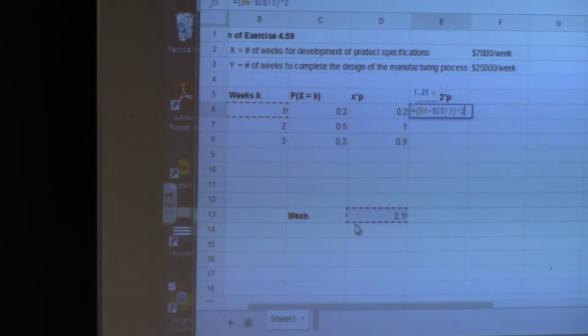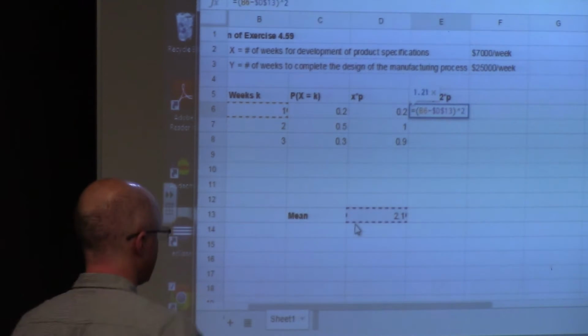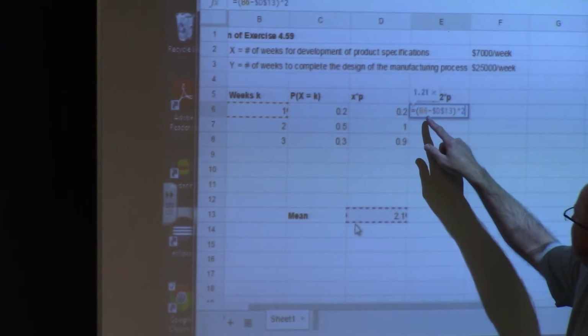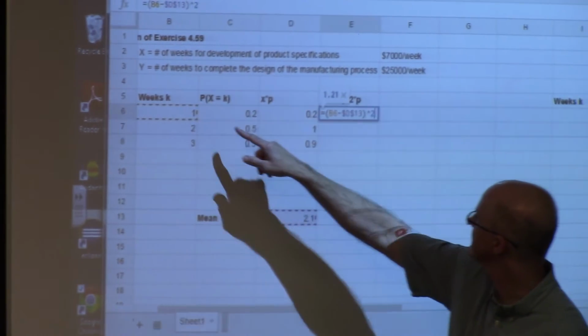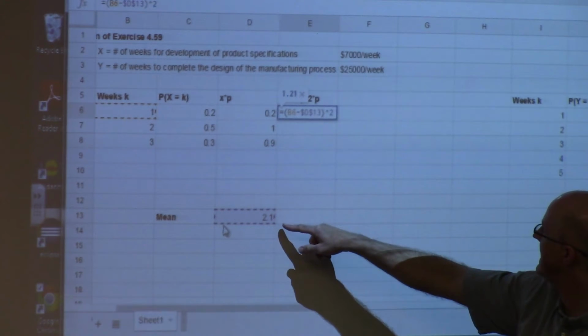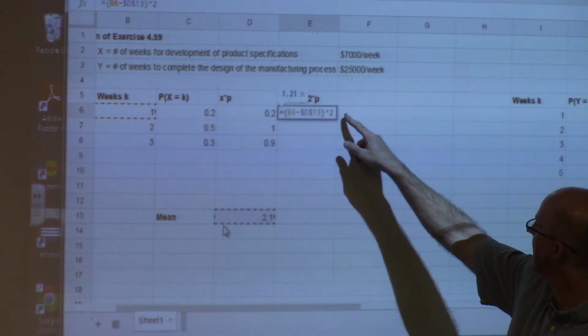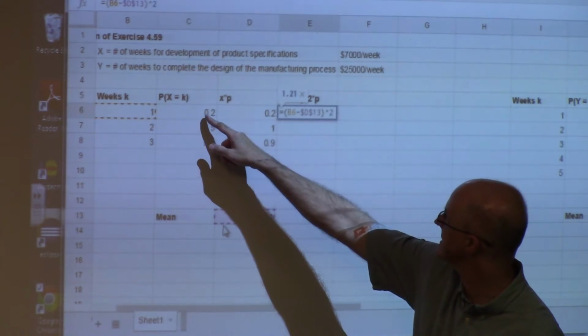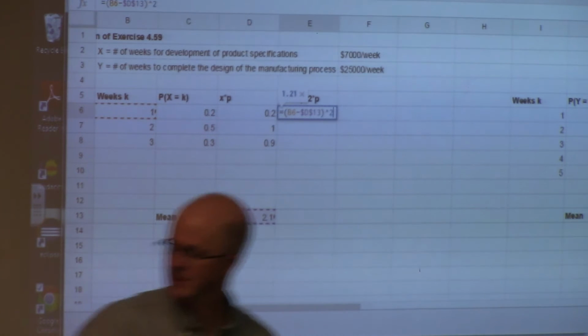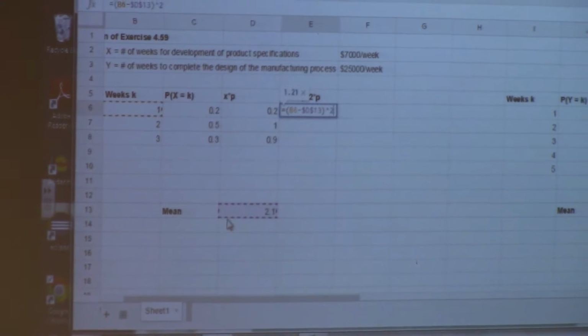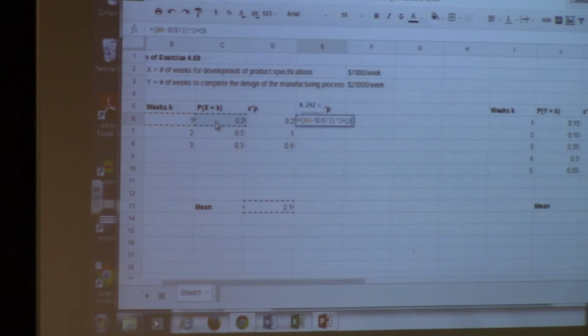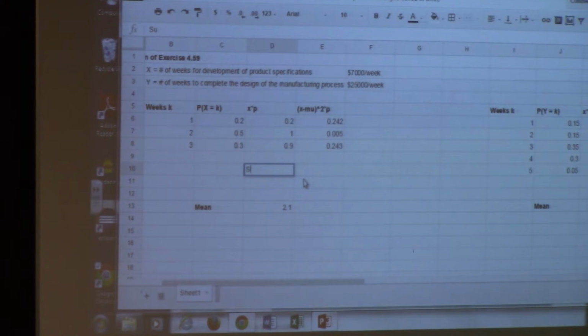By the way, if these are always too small for you to see way back there, you might want to consider moving up sometimes. So I typed here equals B6, that's the first value of X right there, minus $D$13, which is the mean. That's the mu. Squaring that, I'm going to have to multiply now times the corresponding probability, which is in this column, column C. Those are the probabilities. Those are the P values. So I multiply times that. I need to do that for each. Then I need to add those up to find the variance.